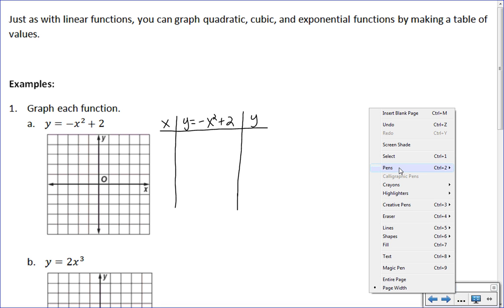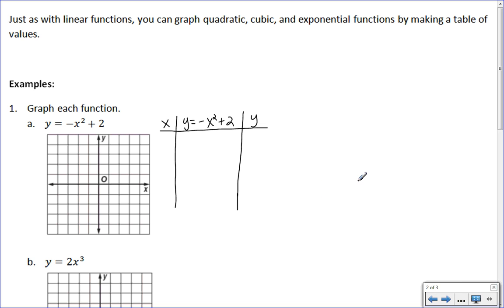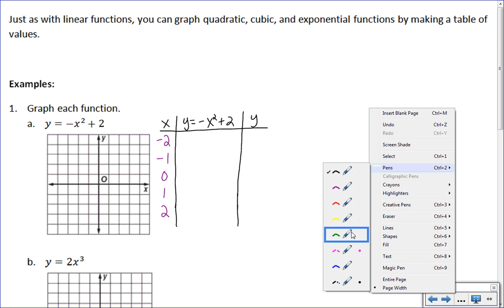And some good numbers to use for x most of the time, not all the time, but most of the time, for these three types of functions are -2, -1, 0, 1, and 2. Okay. So then we'll plug in our values for x and we'll see what we get for y.